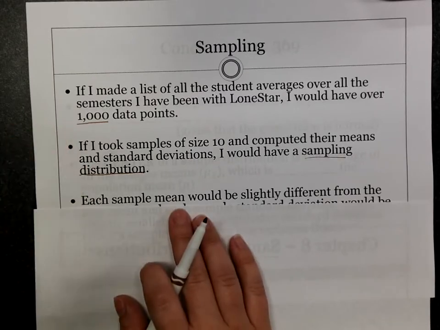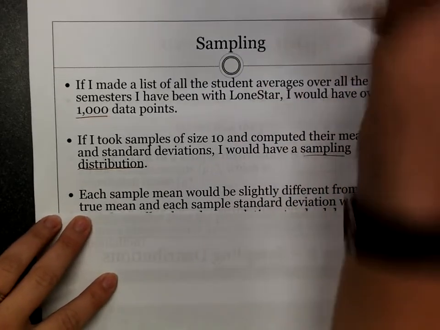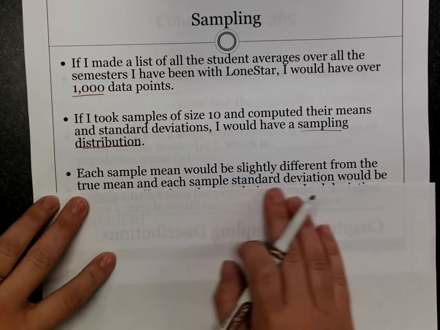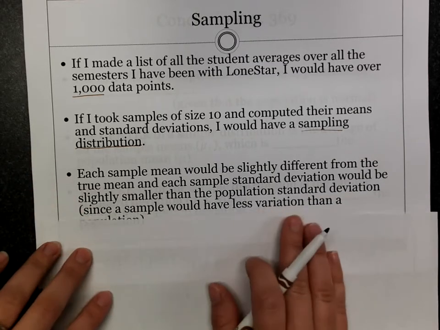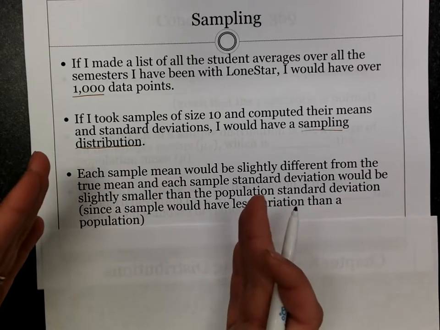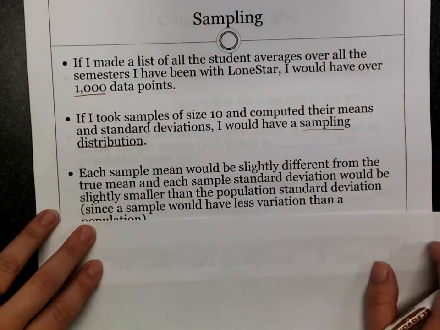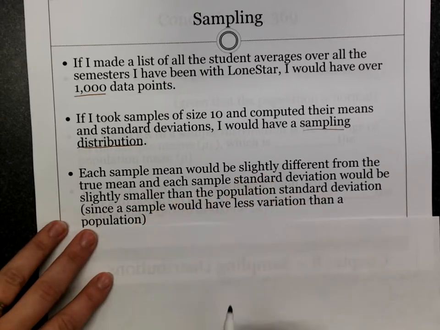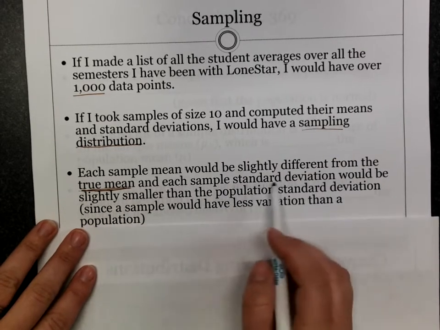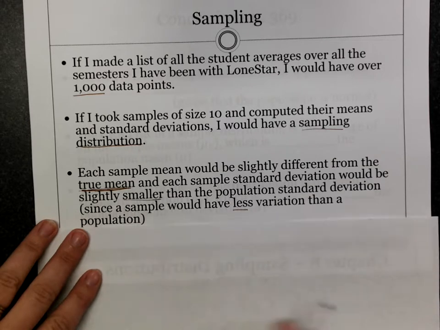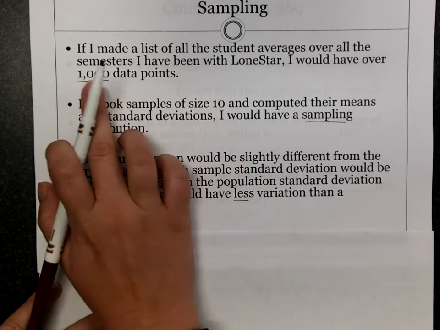Each sample mean of each size 10 would be slightly different from the population mean, from the true mean. It would be a little different, but relatively close to the true average. Each sample standard deviation would be slightly smaller than the population standard deviation, and that's because the samples have less variation than the population. We're only taking samples of size 10, so we don't have as much room for variation. Whereas if I have over 1,000 data points, there's going to be a lot of variation all over the place. So the sample means will deviate a little bit from the true mean, but it'll all focus around what we call the true mean or the population mean. And the standard deviations would be slightly less. They'd have a little bit less variation than the population. And that's what happens when you take samples. So lots and lots of samples of a particular size coming from a population.